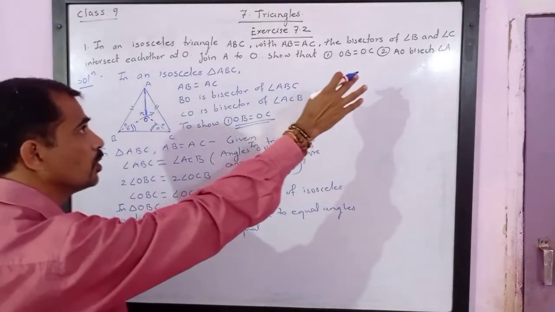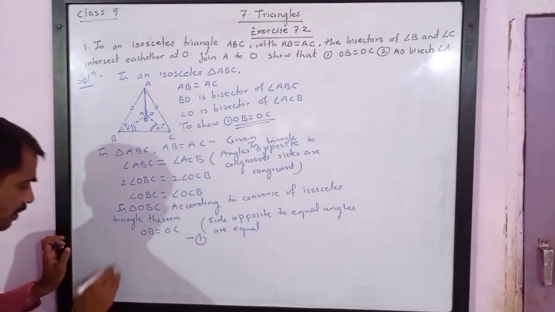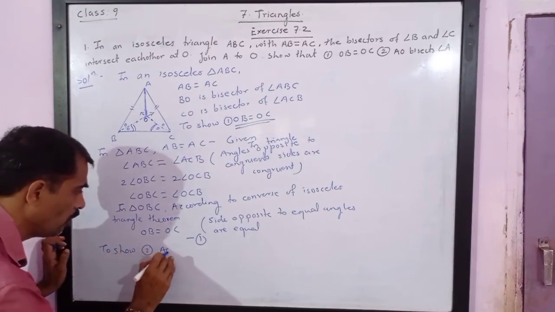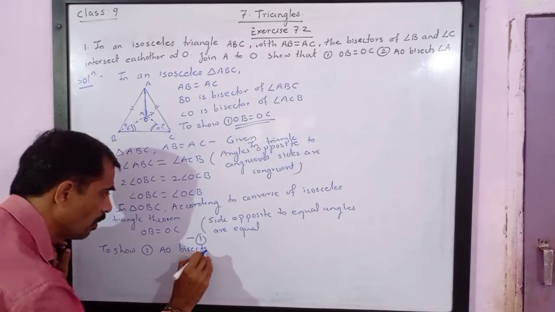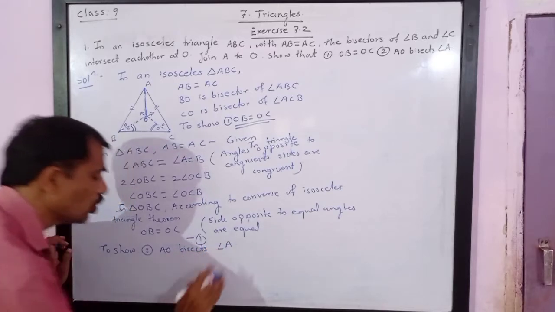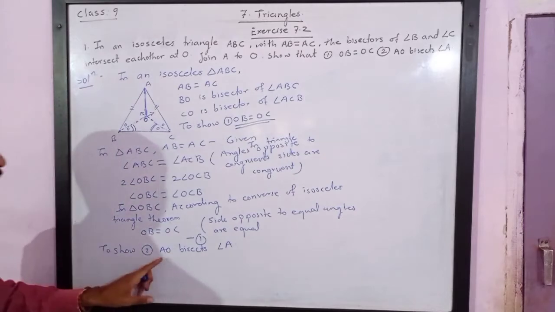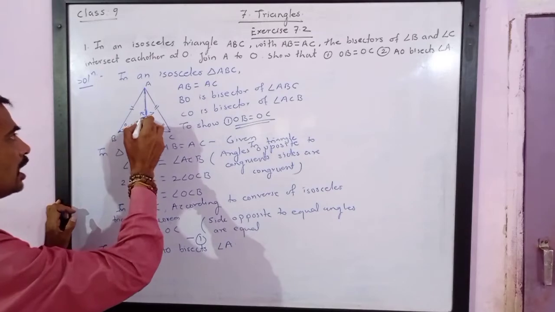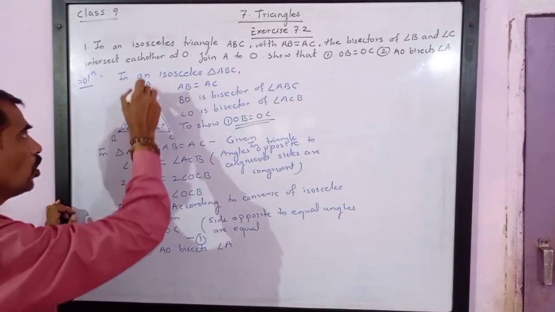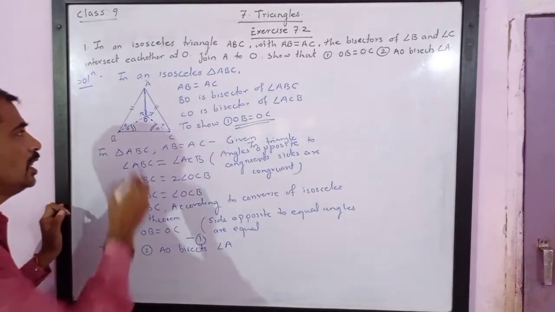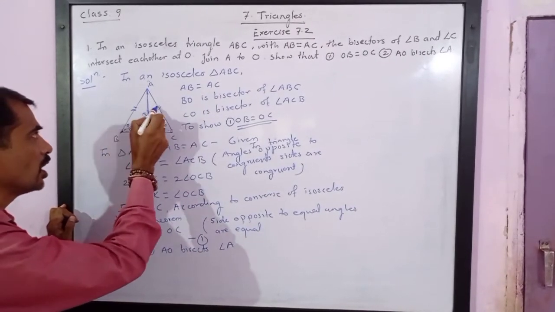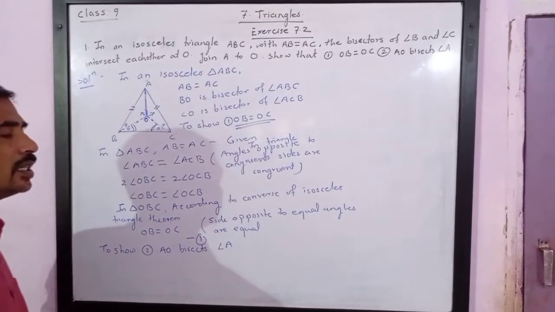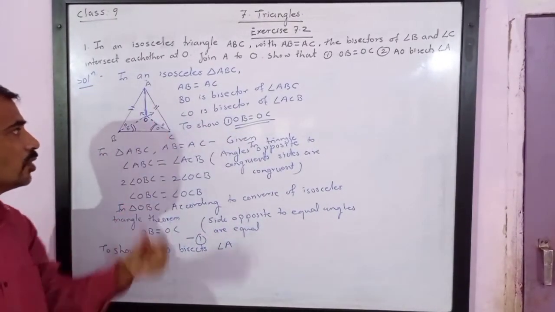Second thing we were asked to prove: to show the second part, AO bisects angle A, that is total angle A. In order to prove this, let us consider these two triangles separately, that is triangle OAB and triangle OAC. In this, you will notice this side is congruent to this. The reason is it is given AB is equal to AC.